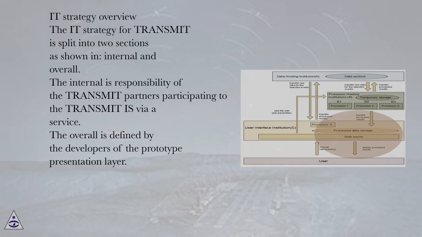IT Strategy Overview. The IT strategy for TRANSMIT is split into two sections, as shown: internal and overall. The internal is the responsibility of the TRANSMIT partners participating in the TRANSMIT IS via service. The overall is defined by the developers of the prototype presentation layer.